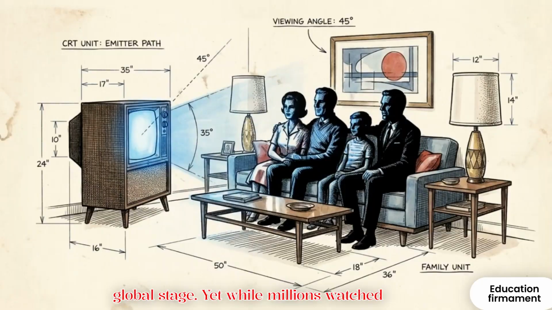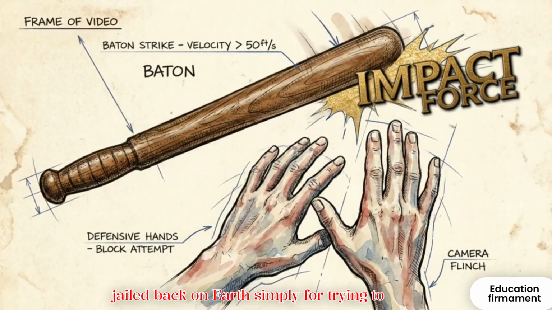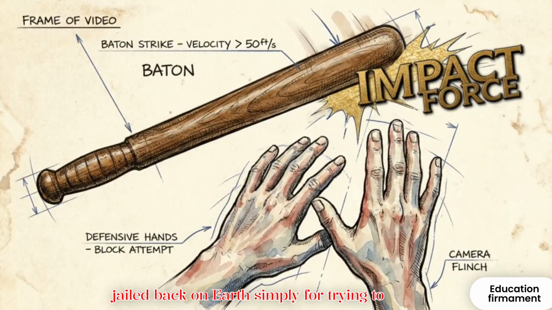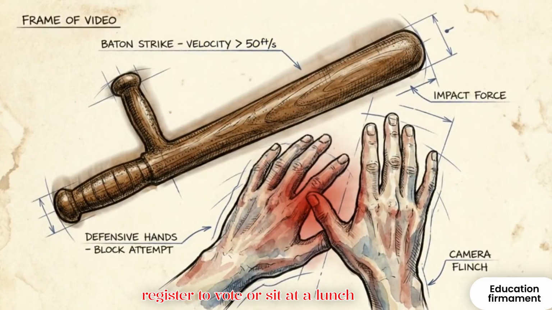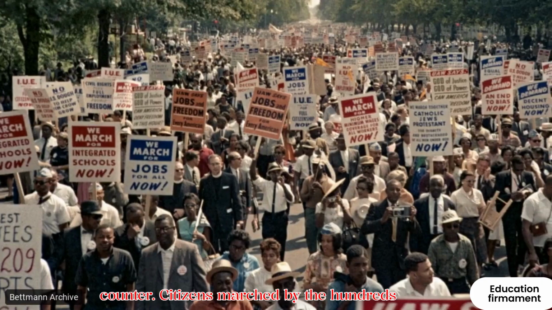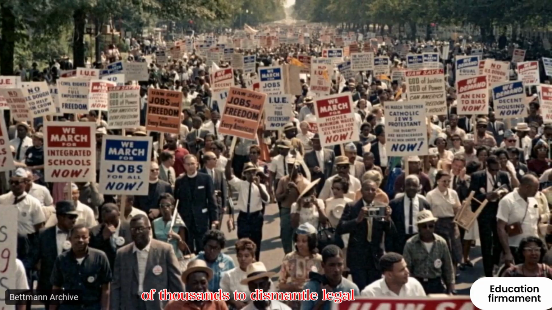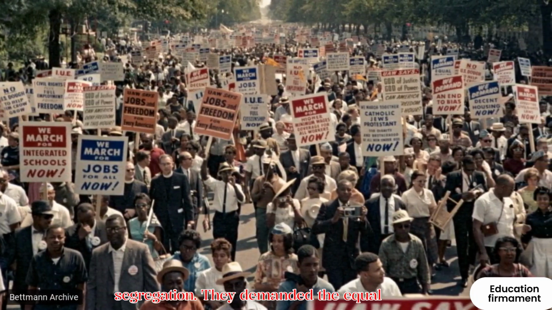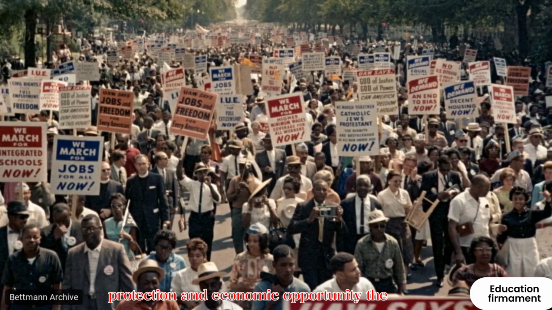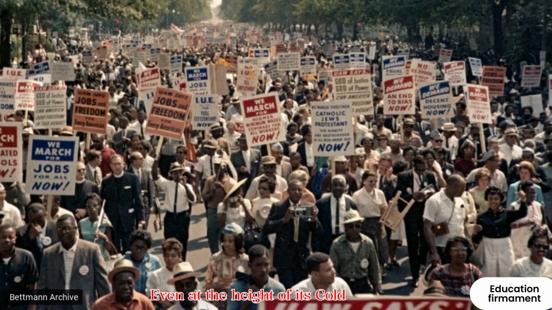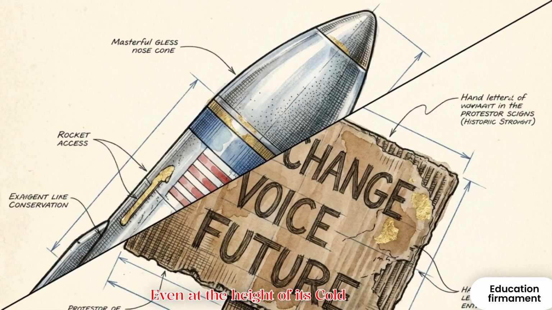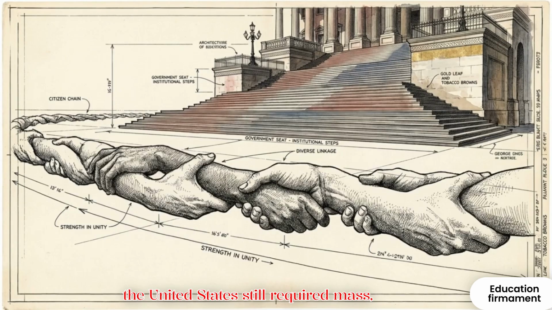Yet while millions watched the lunar landing on television, Black Americans were still being beaten and jailed back on Earth, simply for trying to register to vote or sit at a lunch counter. Citizens marched by the hundreds of thousands to dismantle legal segregation. They demanded the equal protection and economic opportunity the Constitution promised a century prior. Even at the height of its Cold War supremacy and technological wonder, the United States still required mass, organized resistance from its own people to secure basic civil rights.